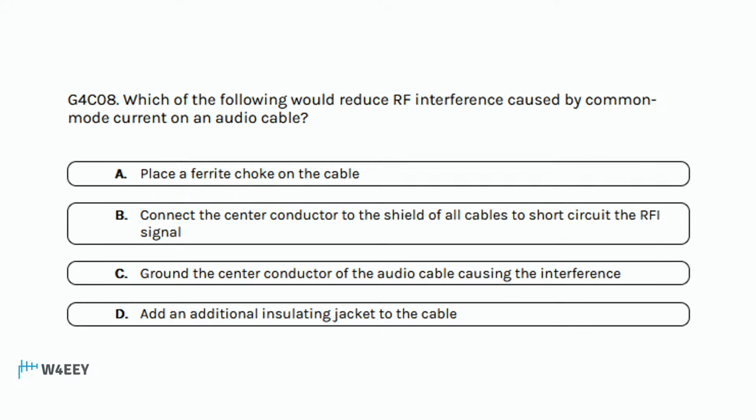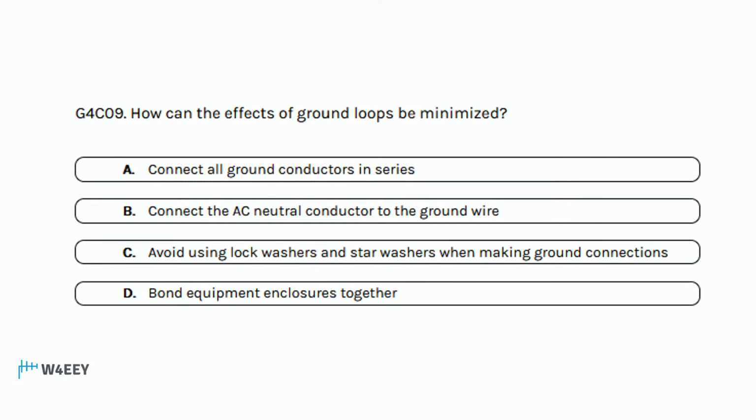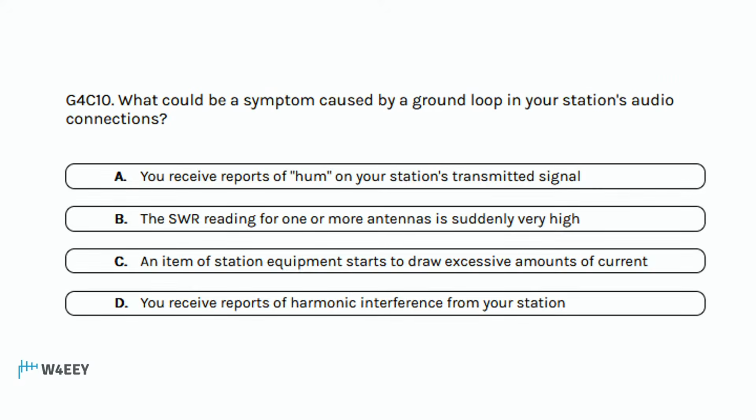Which of the following would reduce RF interference caused by common mode current on an audio cable? Ferrites. Yeah, ferrites are your friend. Ferrite choke on the cable. Or how can the effects of ground loops be minimized? Bond equipment enclosures together using star or single point grounding.